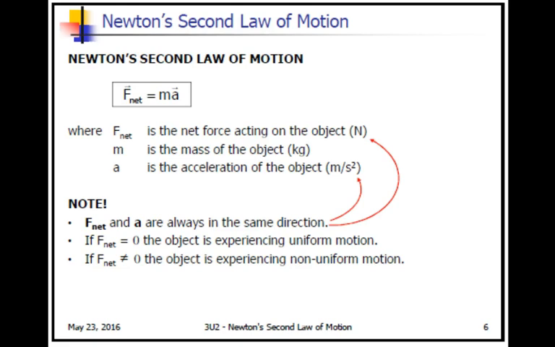When we have F net equaling 0, it's possible we still might have motion, but the motion would be uniform. So if F net is 0, something could still be traveling at a constant velocity, or it could have a 0 velocity. But whenever F net is not 0, we are definitely experiencing non-uniform motion. We have some sort of acceleration happening.